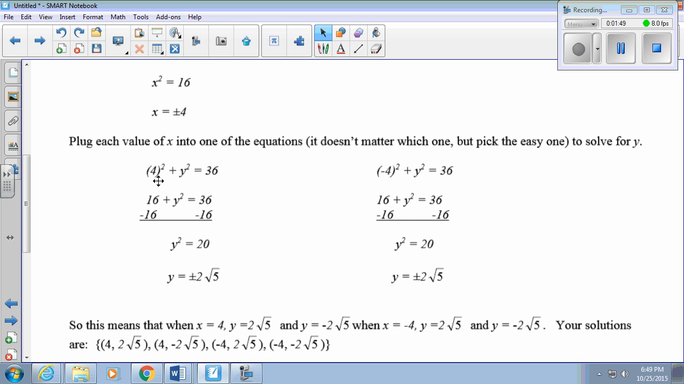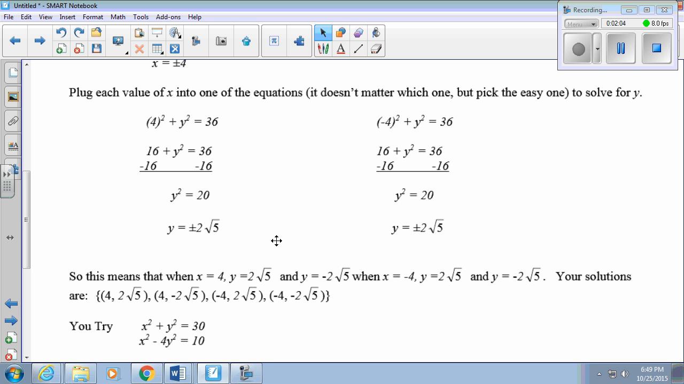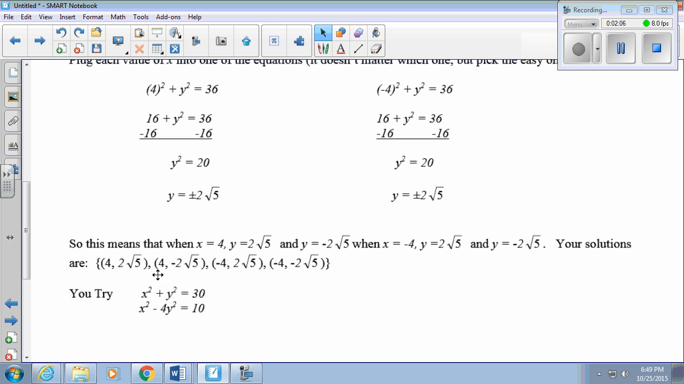And when I plug in 4, I get y equals plus or minus 2 radical 5. And when I plug in negative 4, I also get plus or minus 2 radical 5. That won't happen every time, but that did happen in this case. So we get actually 4 different answers. Our two equations, our two graphs are going to intersect in 4 points, and here they are.